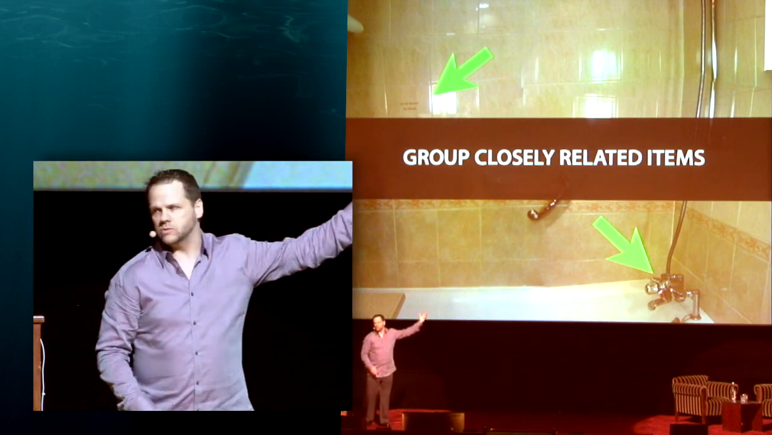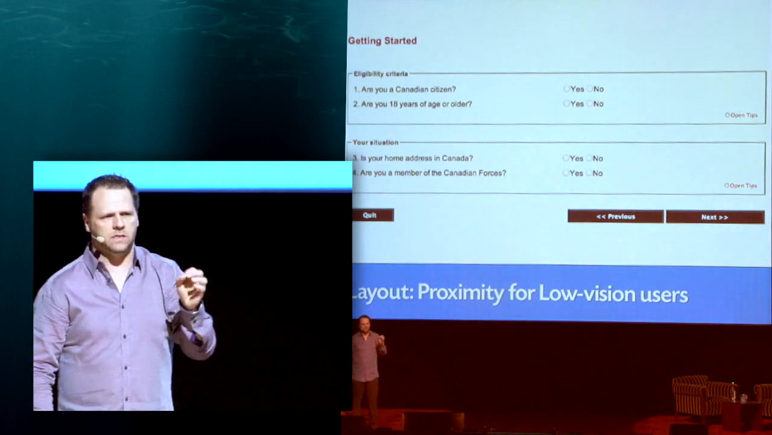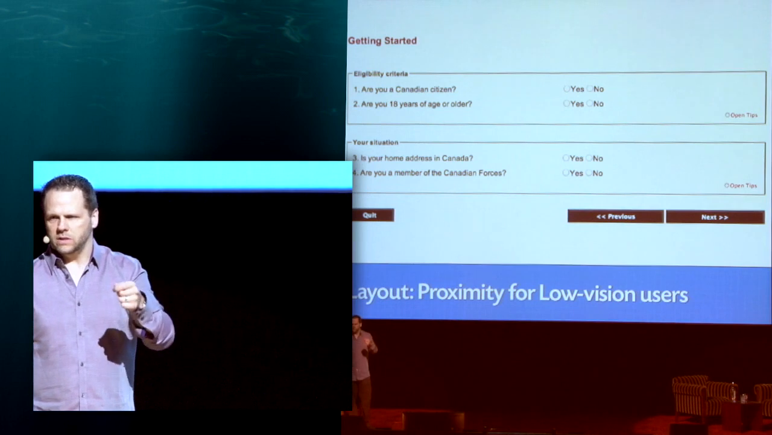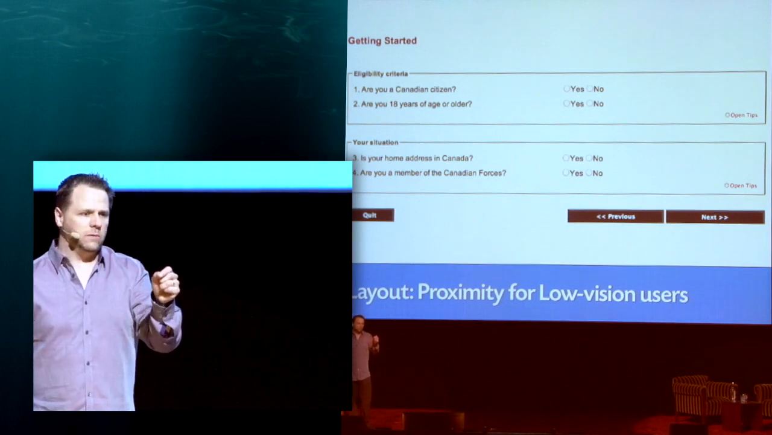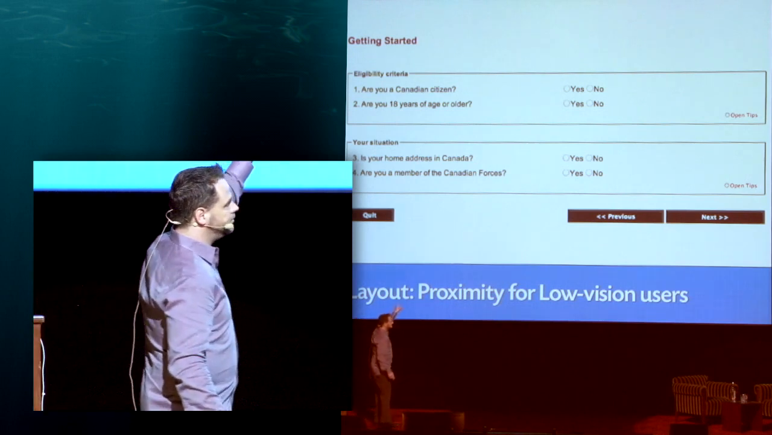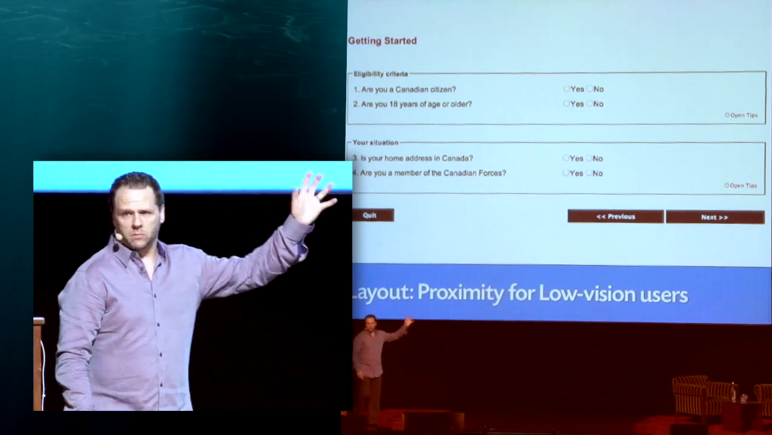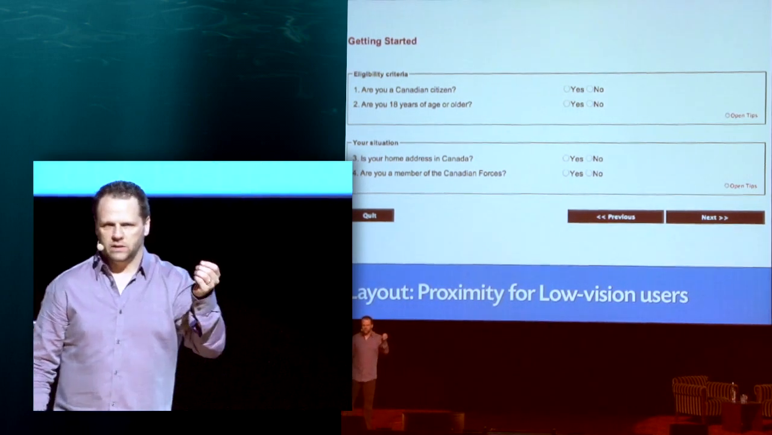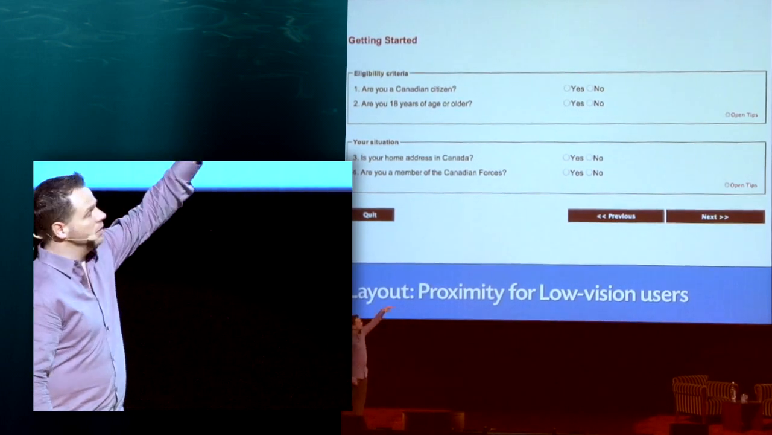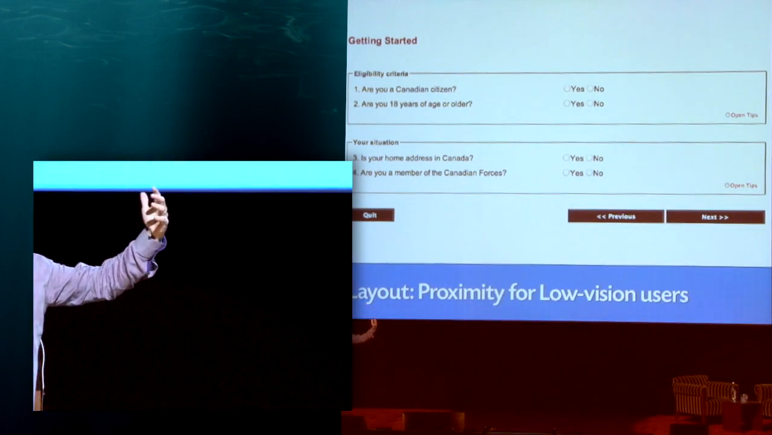So we need to group closely related items, and we see this in web interfaces all the time. And this is something where when we solve problems for people with disabilities, we tend to solve them for mobile, and we tend to make them better for everyone. This is a scenario we worked on with one of our clients. It's a fairly straightforward form. It was coded perfectly to web standards. It used legend, it used fieldset, it had labels for all the radio buttons. It was a pretty standard form.